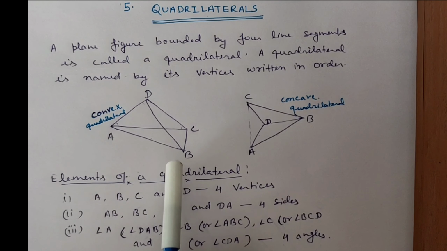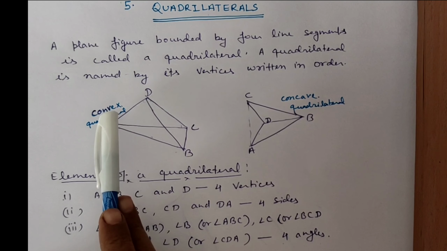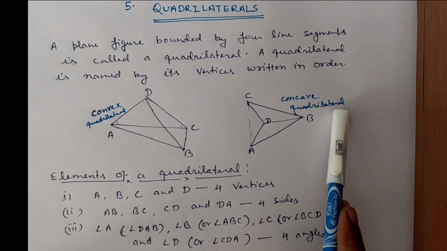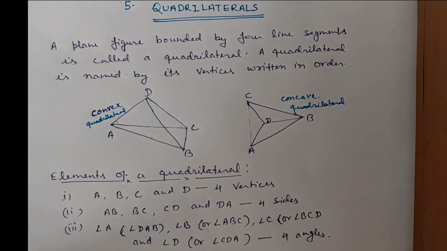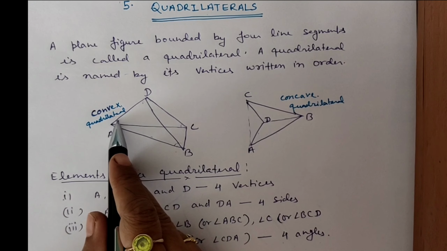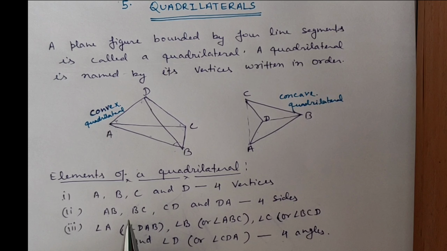Now, types of quadrilateral. I have drawn here 2 types of quadrilateral. The first one is known as a convex quadrilateral and the second one is a concave quadrilateral. So what is the difference between these 2 quadrilaterals? If all the angles of this quadrilateral, angle A, angle B, angle C and angle D, all 4 are less than 180 degrees, then this is known as a convex quadrilateral. And if any one is more than 180 degrees, then that is known as a concave quadrilateral.